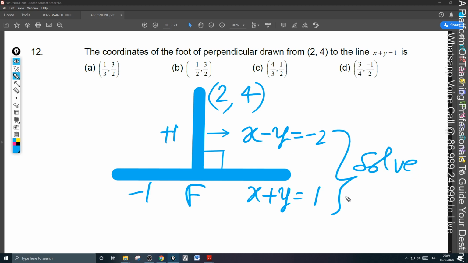Solving this, 2x is equal to minus 1. x is equal to minus 1 by 2. If x is minus 1 by 2, y is 1 plus 1 by 2, that is 3 by 2. So the answer is (minus 1 by 2, 3 by 2). Instead of using the formula, it is easy to solve like this, please.